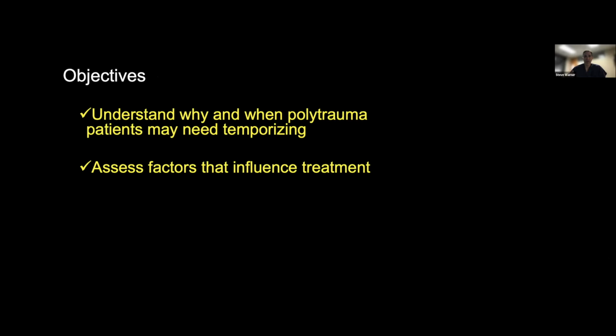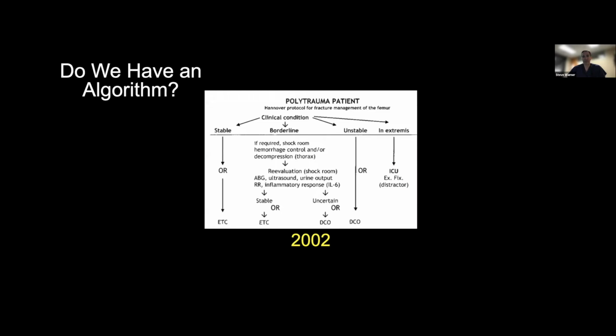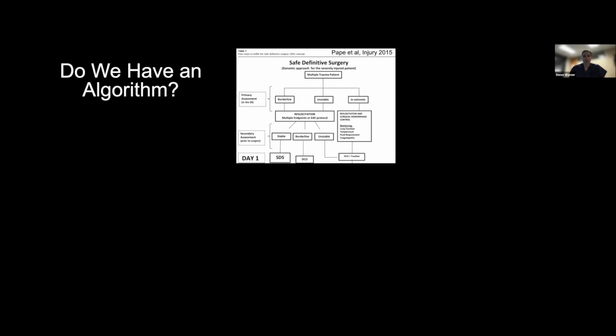So we talked about why and when polytrauma patients need temporizing. We talked a bit about the factors that influence what to do with them. But do we have an algorithm? Once a patient comes to the ER, what do we do with these polytrauma patients? And so we had a glimpse of one from the early 2000s, which starts to get at an algorithm of what to do with these patients. And based upon their clinical condition, do they get early total care or damage control orthopedics? And this has evolved over time.